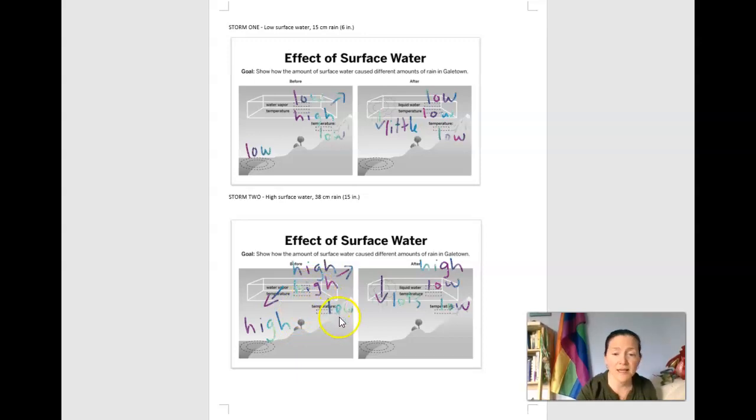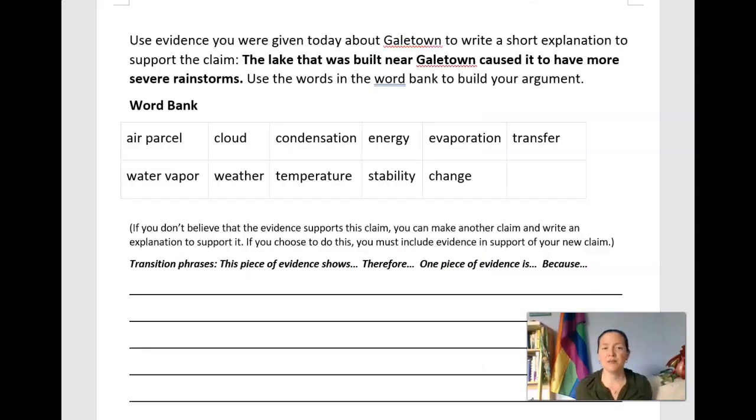So high inside, high and low outside. But our water vapor amount is higher. Why is it higher? Because we have more evaporation ability because there's the surface water that's available. And so because we have more water vapor, we can have lots of rain. Yay, lots of rain.